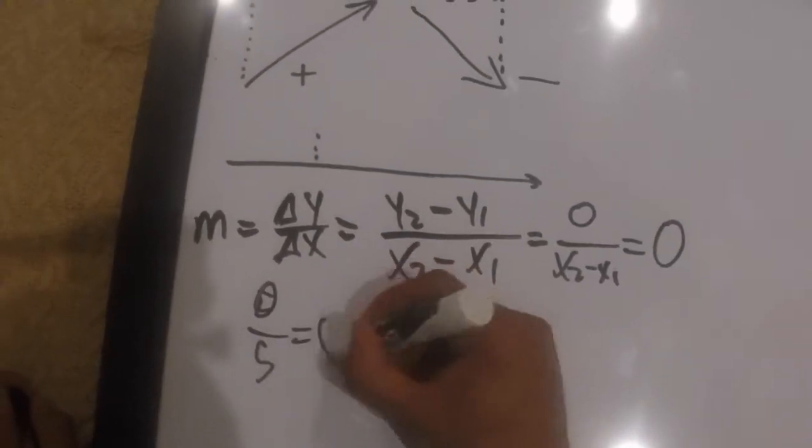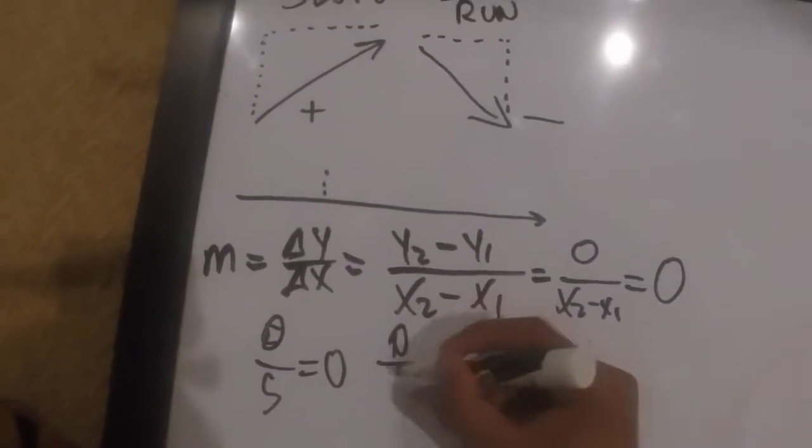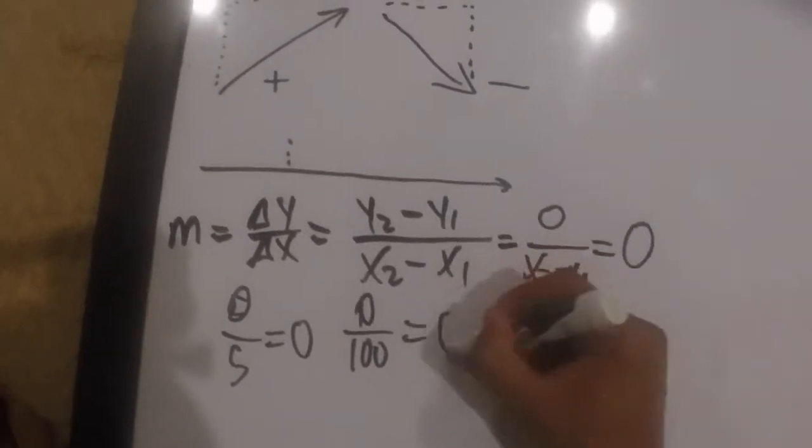Like, for example, 0 over 5. What does that equal? 0. How about, I don't know, 0 over 100? What does that equal? 0.